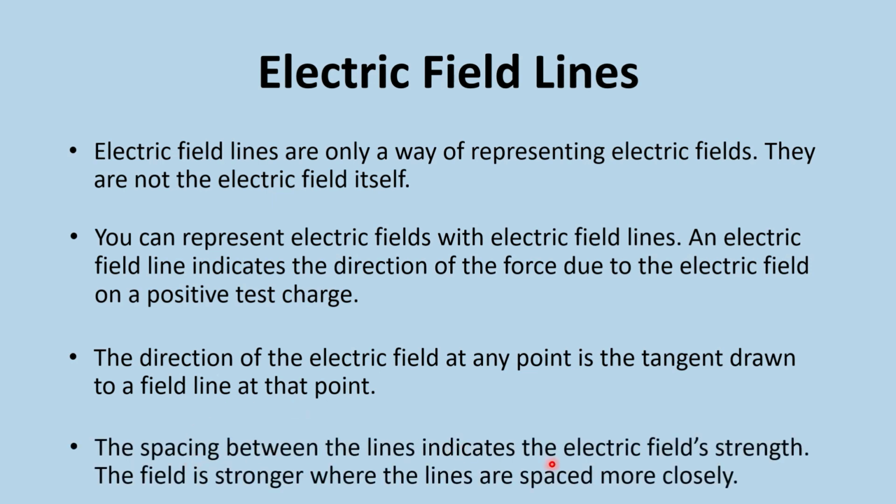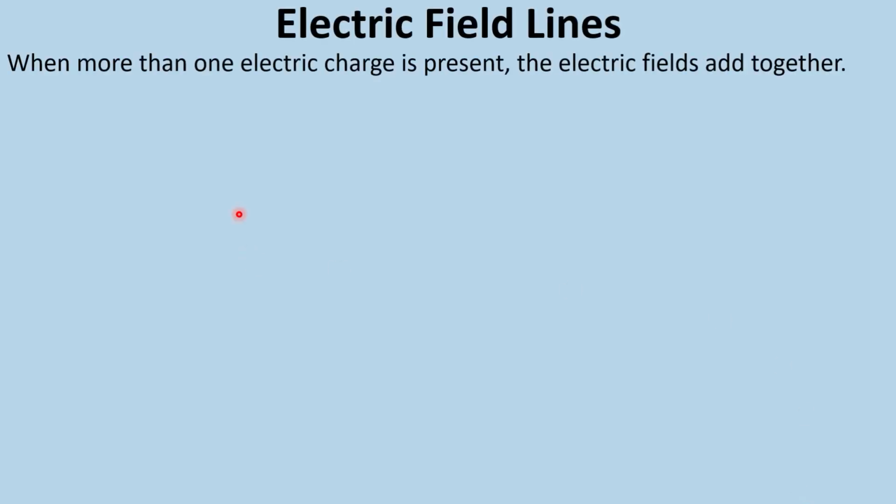And the spacing between the field lines indicates the electric field strength. So the smaller the distance between the electric field lines, it means that the electric field will be stronger. If the distance increases, then the electric field is becoming weaker. When more than one electric charge is present, the electric fields add together.